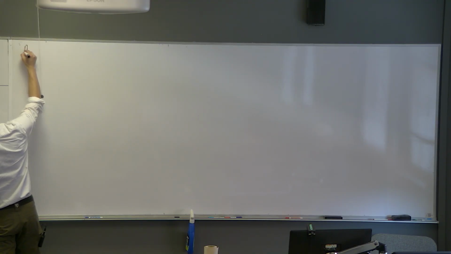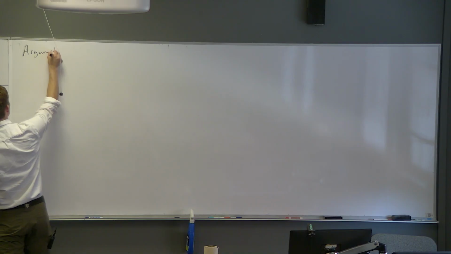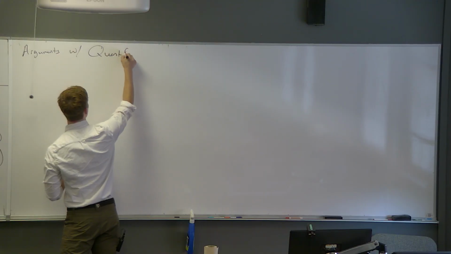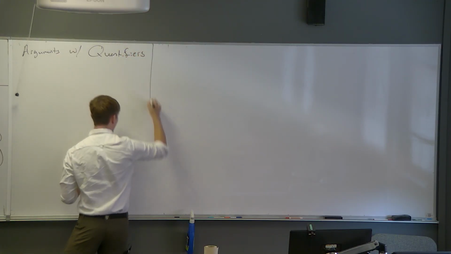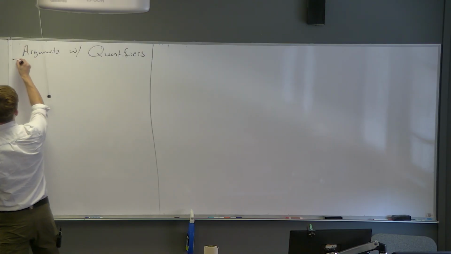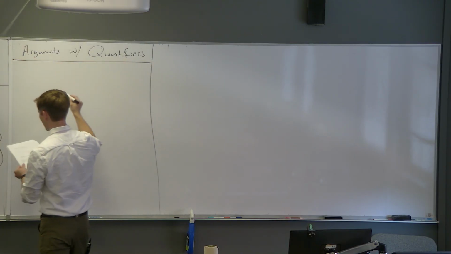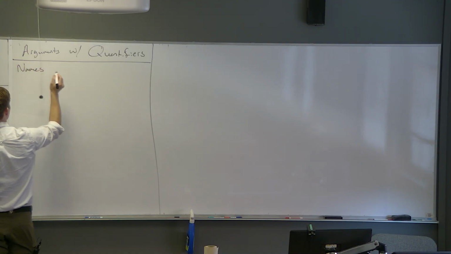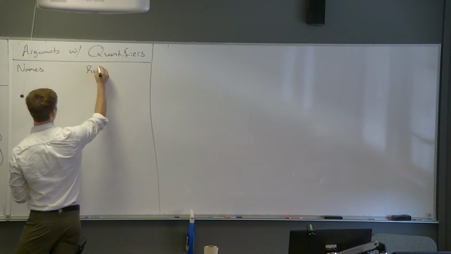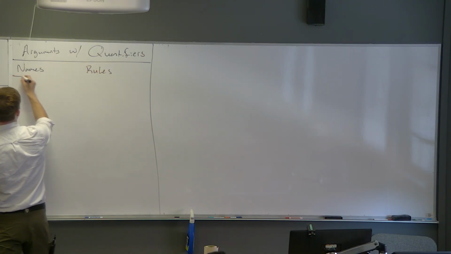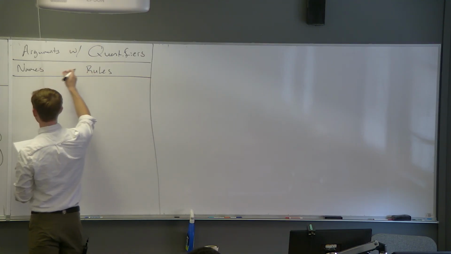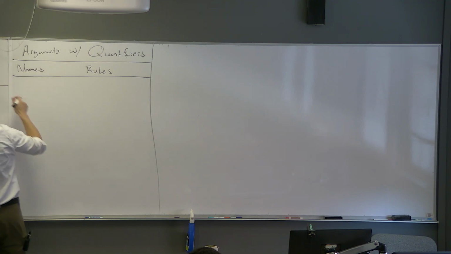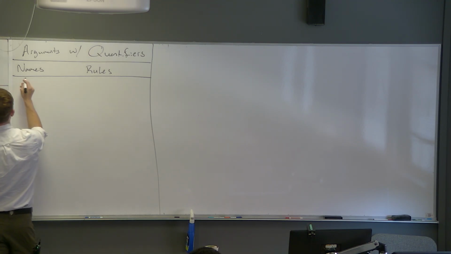So this is 2.1.2, arguments with quantifiers. What can we say here? We've got some names, and here are the rules. That is, we've got a little table here. I hate this stupid thing flopping around on me. There we go. Okay. So, first one.